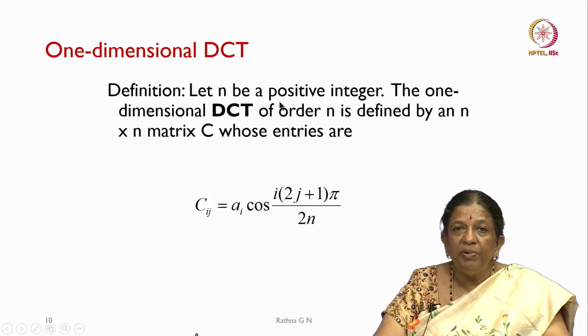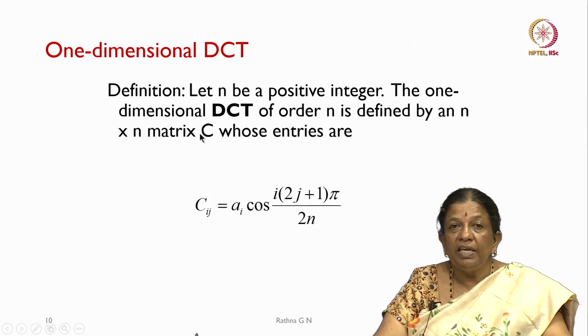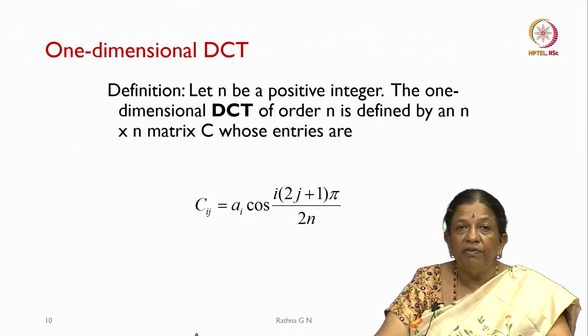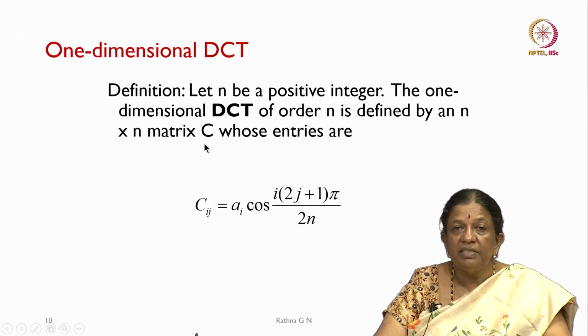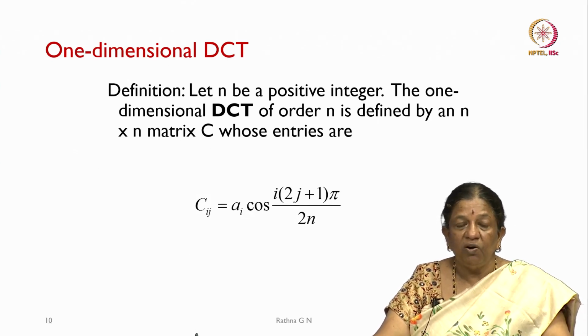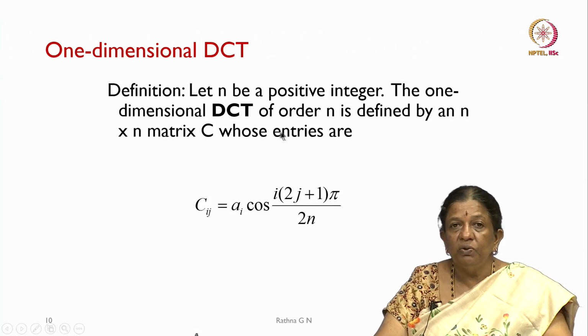So, let n be a positive integer. The one dimensional DCT of order n is defined by an n by n matrix C. We will be using A and C interchangeably, so wherever it is the C matrix, in some of the applications we may call it the A matrix, whose entries are given by C(i, j) equals A(i) into cos of i into (2j plus 1) into pi divided by 2n.